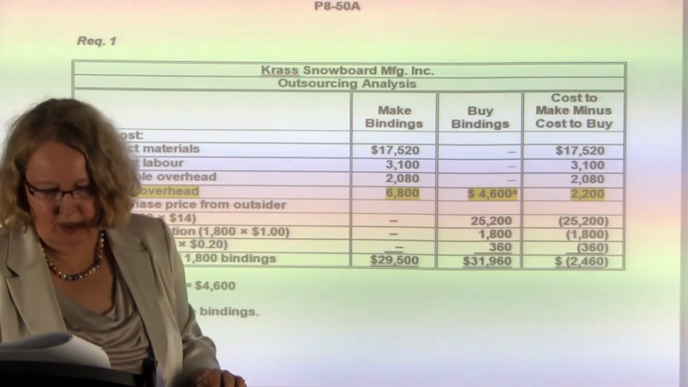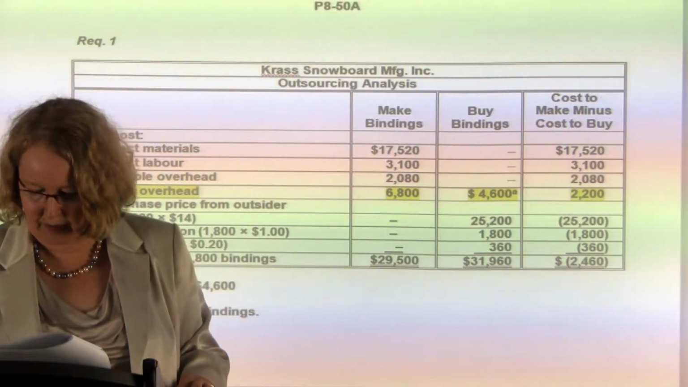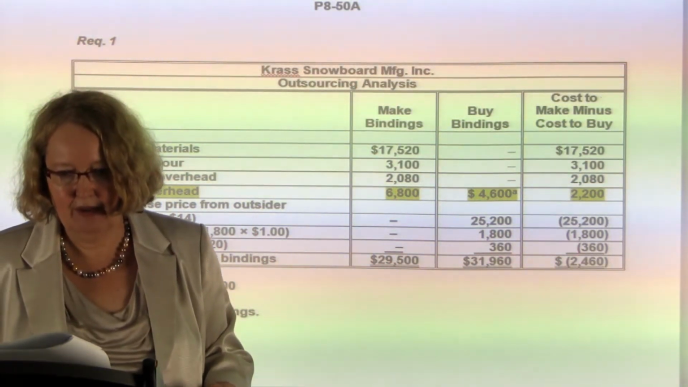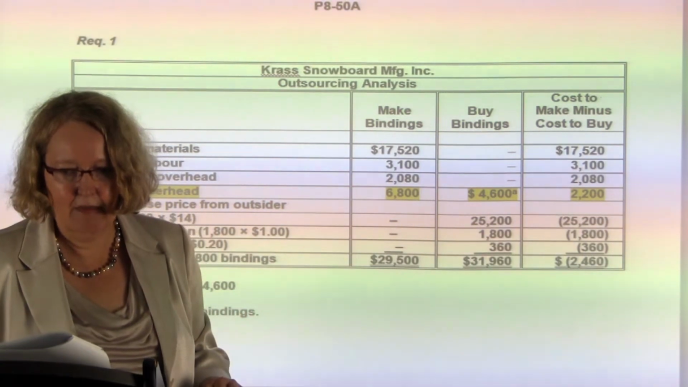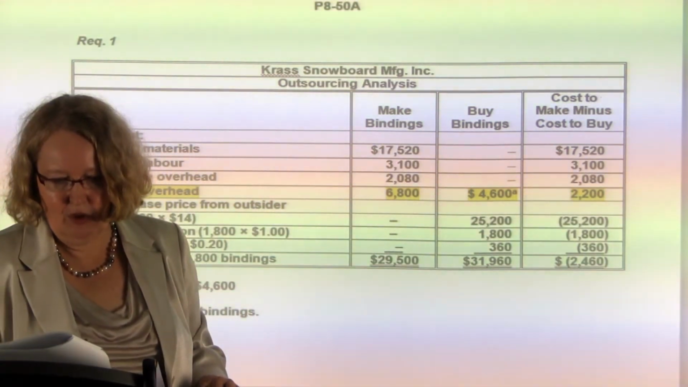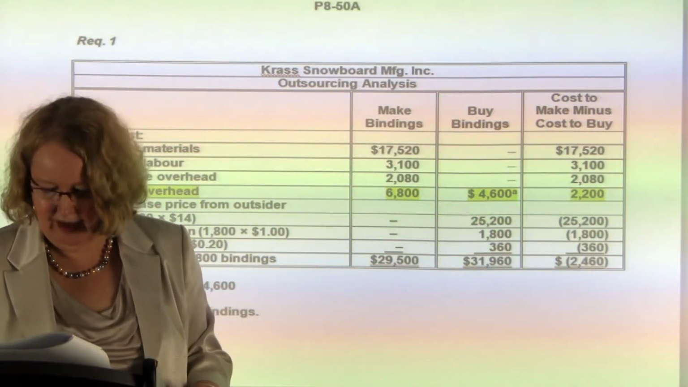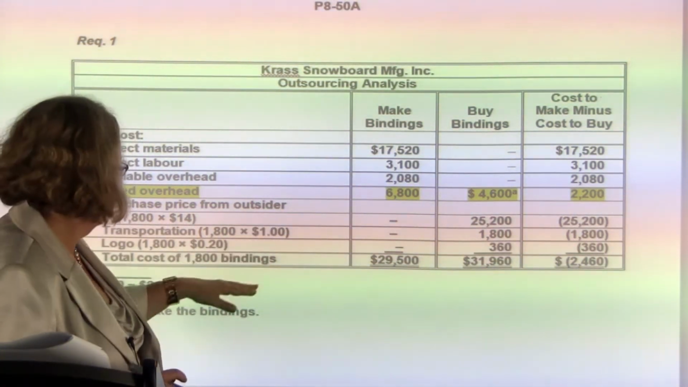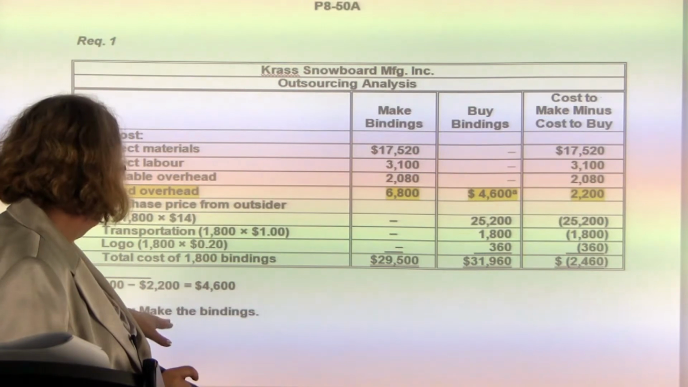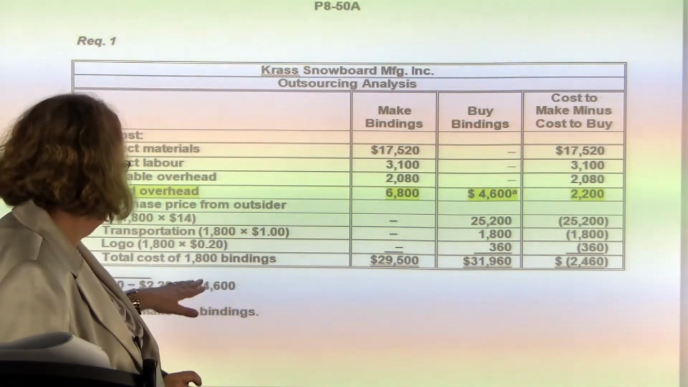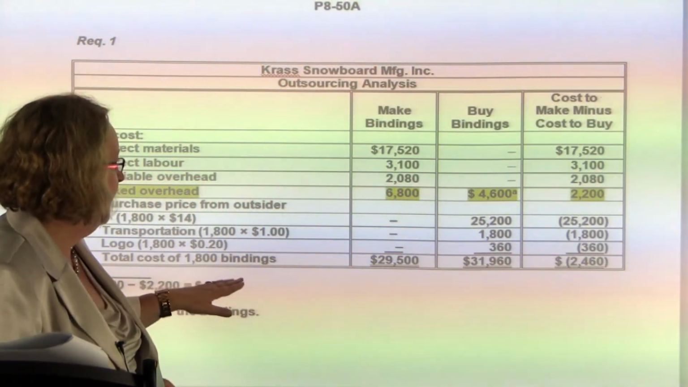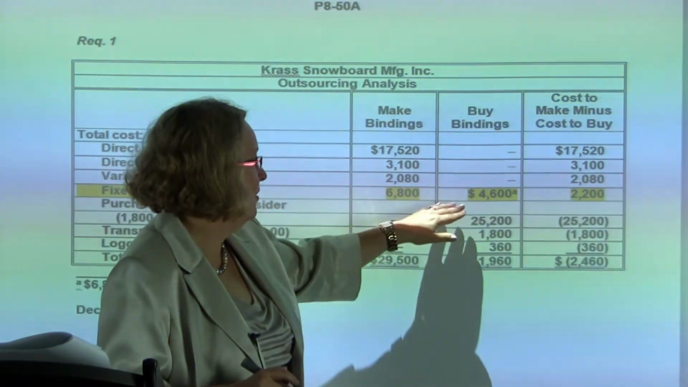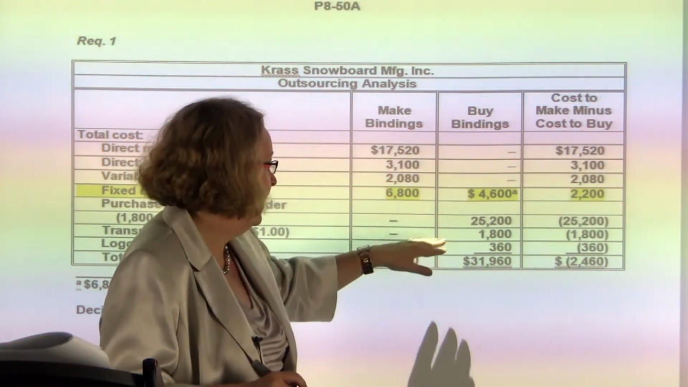And what we're told in the problem is that you can actually save $2,000 in overhead by purchasing your bindings from outside. So that's why we're using that. So in this case, when you add up all of the costs, our fixed costs differ under make versus buy.